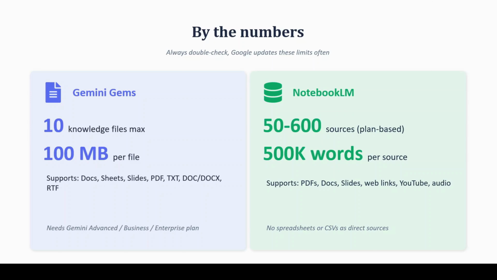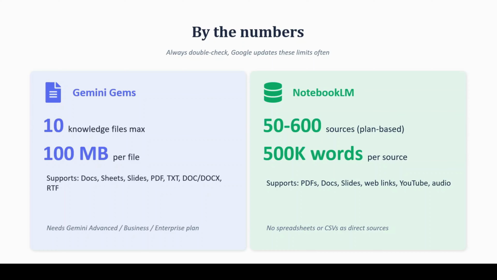So now let's compare these two by numbers. Here is the data that matters. Gemini Gems lets you upload up to 10 knowledge files, each up to 100 MB, and you can upload things like docs, sheets, PDFs and slides. In comparison, Notebook LM, depending on your plan, lets you add anywhere between 50 and up to say 600 sources, with each one much larger. Up to 500,000 words can be uploaded in each document or PDF.